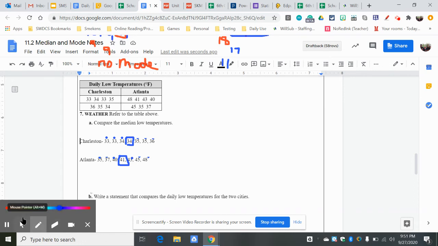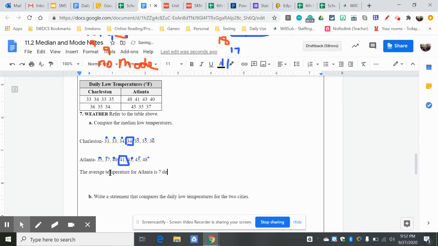If I'm going to compare those, because comparing means I want to write a sentence. So the average temperature for Atlanta is, let's see, 41 minus 34 would be 7 degrees higher than Charleston. Please pause this video if you need to be able to write that sentence out, okay?